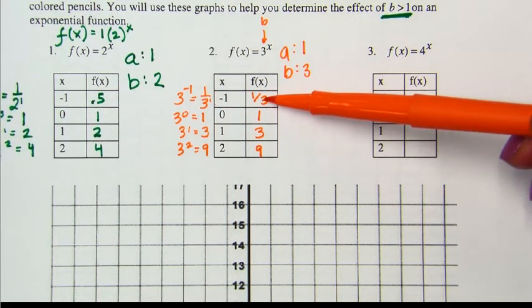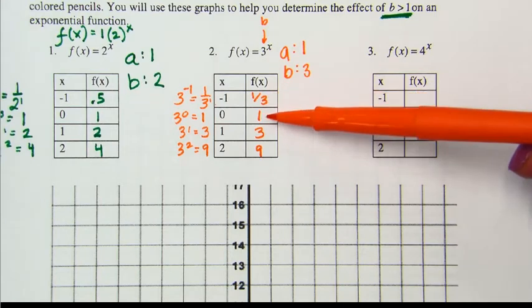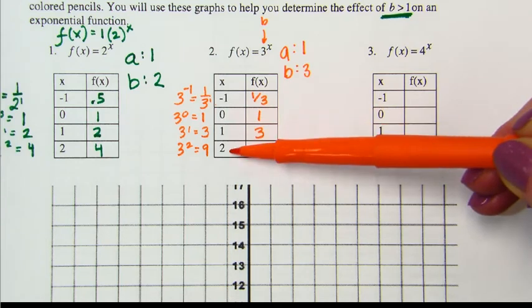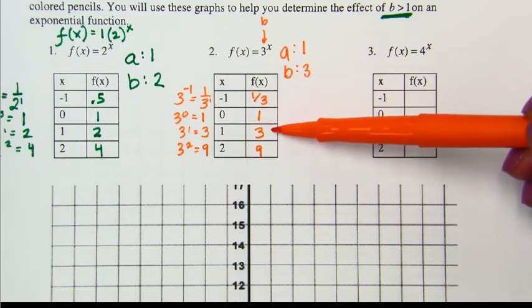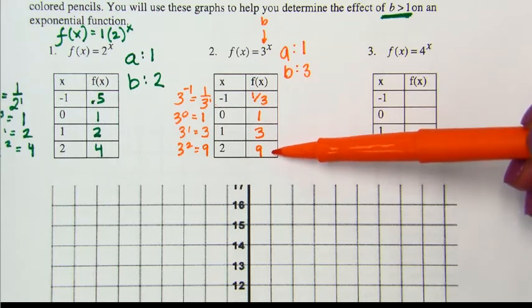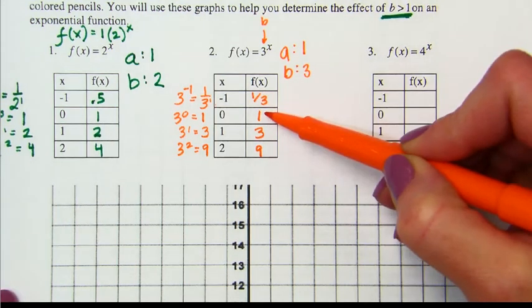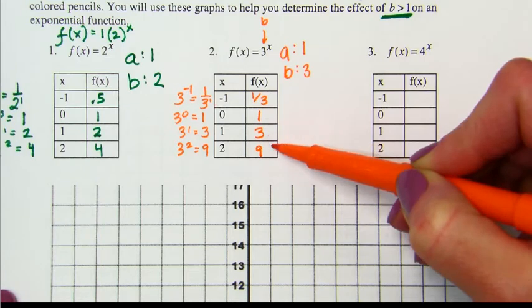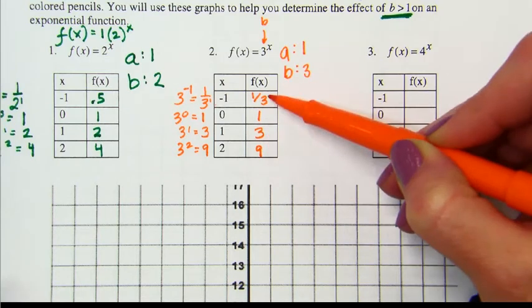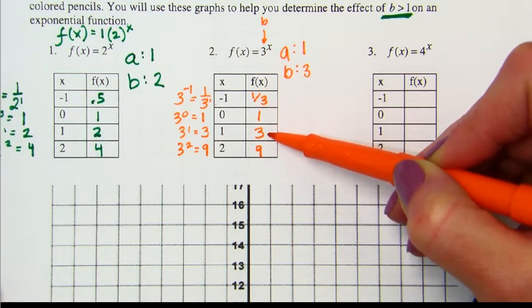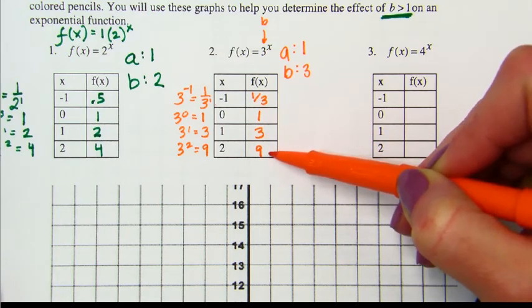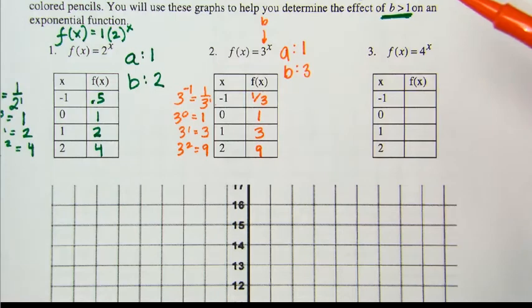So it might be kind of hard to see from the 1/3, but if I look at my pattern, as my x's increase by 1, my y's actually follow a geometric sequence. This is 1 times 3 is 3. 3 times 3 is 9. I can even back it up. 1/3 times 3 is 1. 1 times 3 is 3. 3 times 3 is 9. So this follows a geometric sequence.